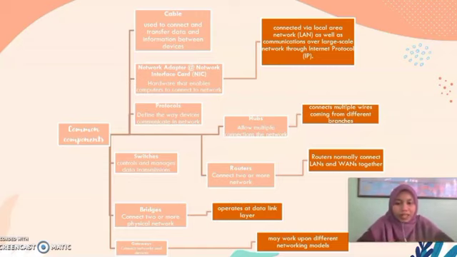For NIC, even though a NIC enables a computer to connect to a network, it is only connected via a local area network, which is LAN, as well as communication over large-scale networks through Internet protocol.